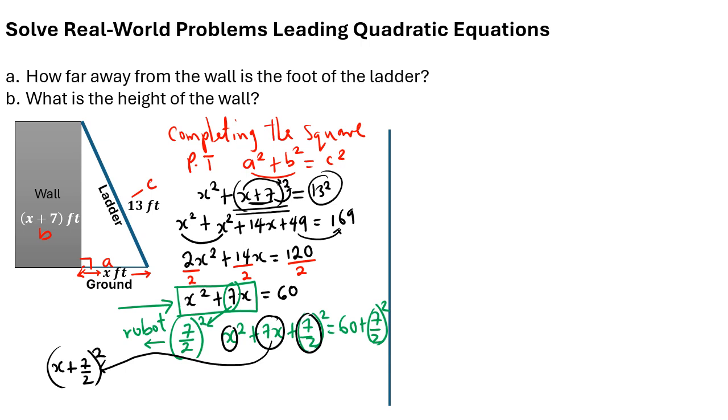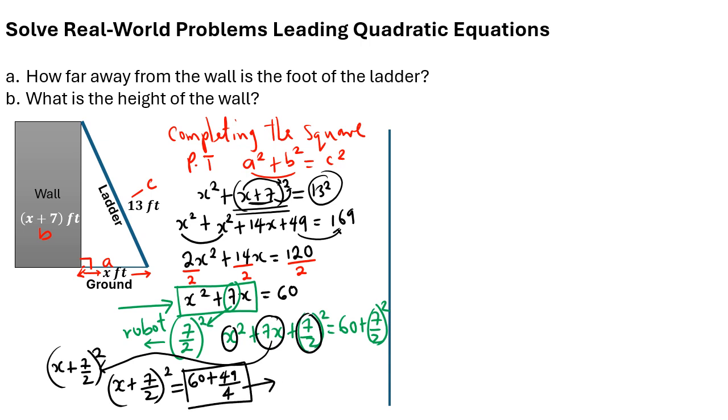So this is what I was telling you about in class. This is going to be (x + 7/2)², and we just have to simplify the right-hand side now, which is going to be 60 plus, and then I'm looking at 49. That's going to be 7 squared, which is 49, divided by 4. So we're still good all together. Now I'm going to simplify this right-hand side to see what I get.